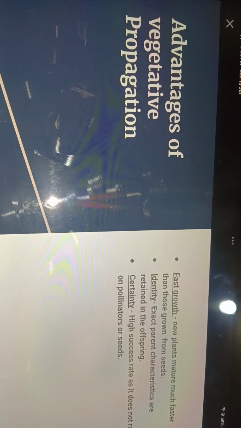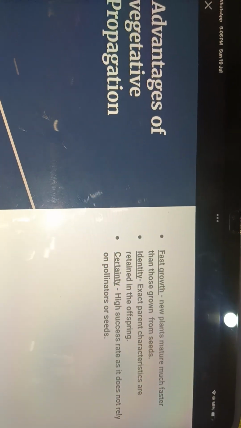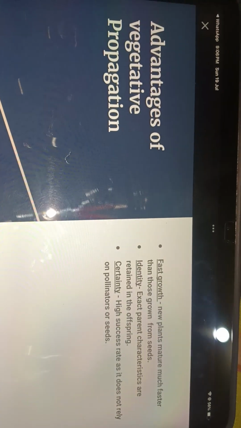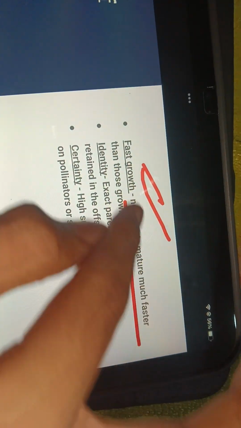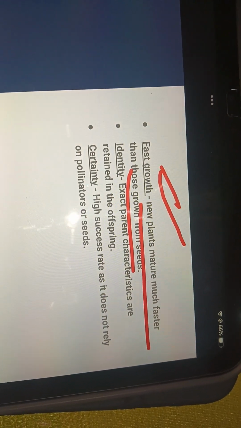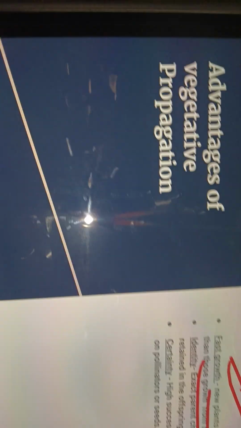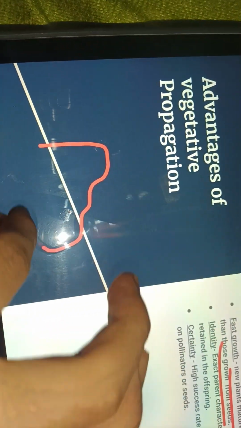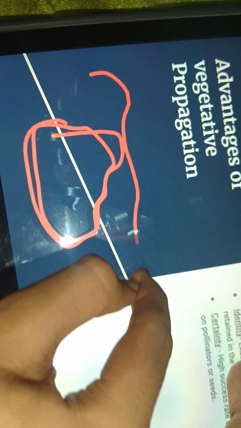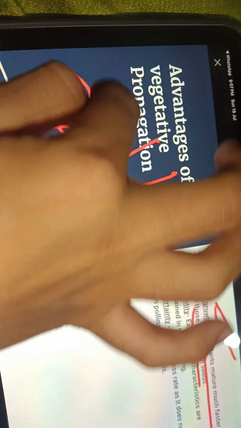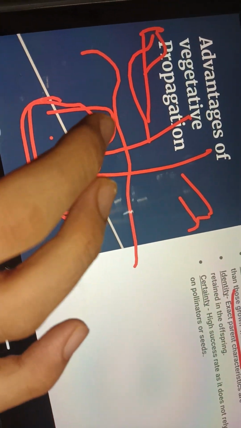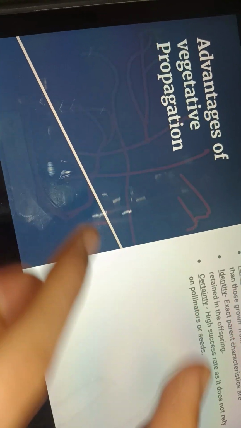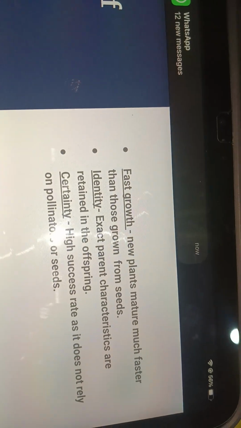So first is advantages of vegetative propagation. So what are the advantages of it? First, it's fast growth. That is, new plants mature much faster than grown from seeds. Whenever you see a vegetable, suppose this is your potatoes, it grows much faster than the plants grown from seeds.